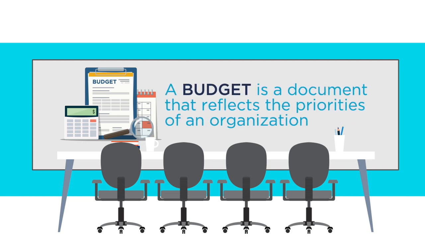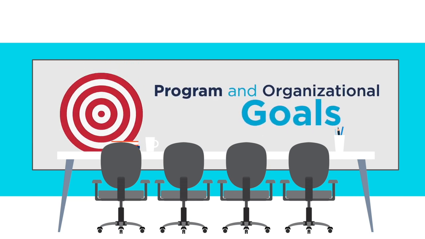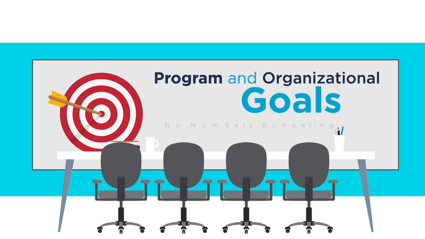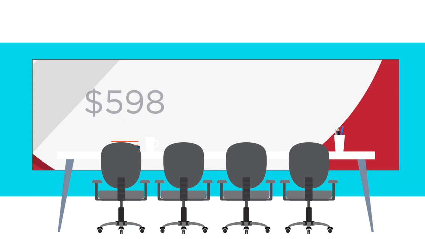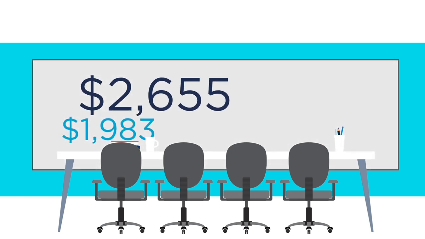A budget is a document that reflects the priorities of an organization. We recommend starting with program and organizational goals. We call this no-numbers budgeting. After goals and priorities are determined, then it's time to crunch the numbers.